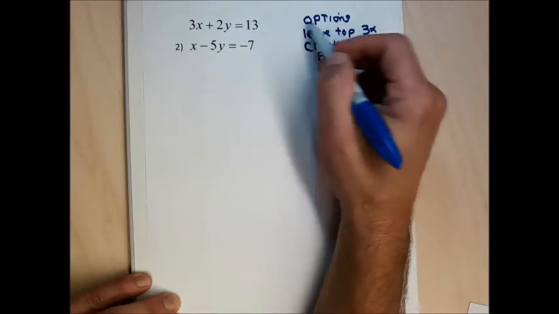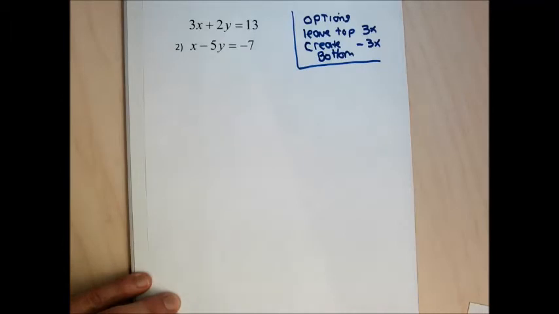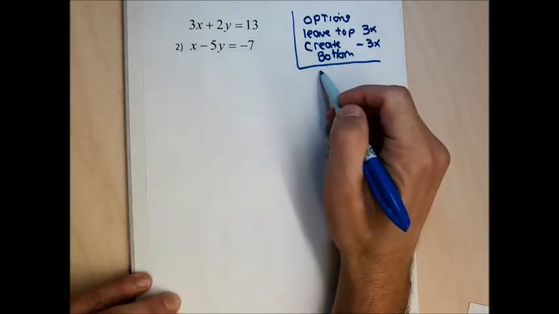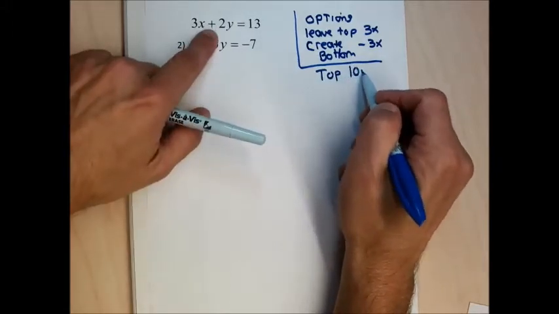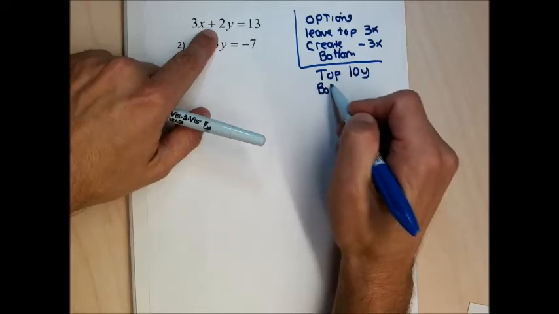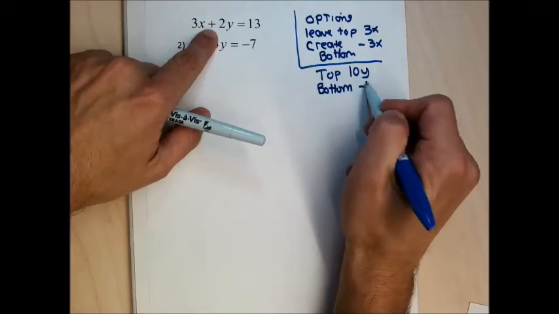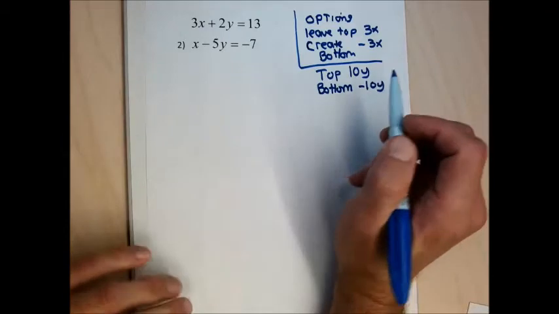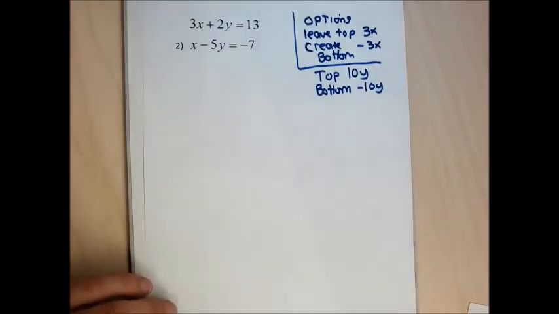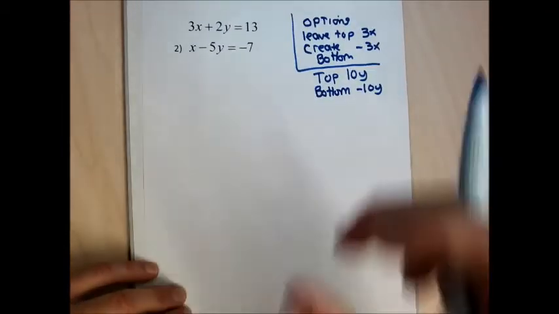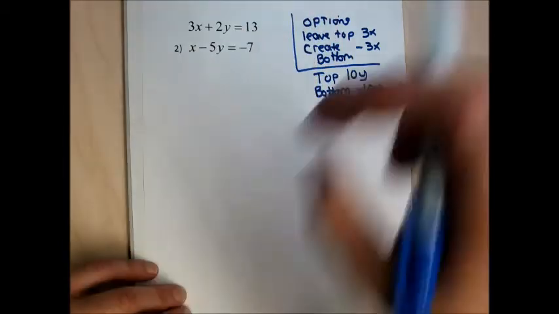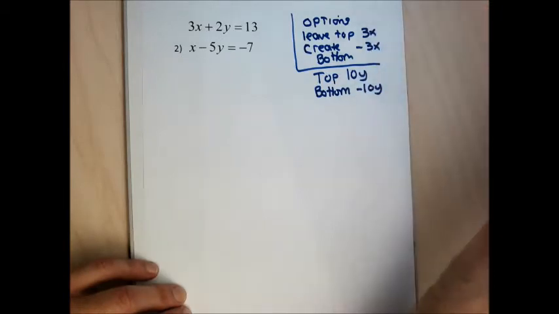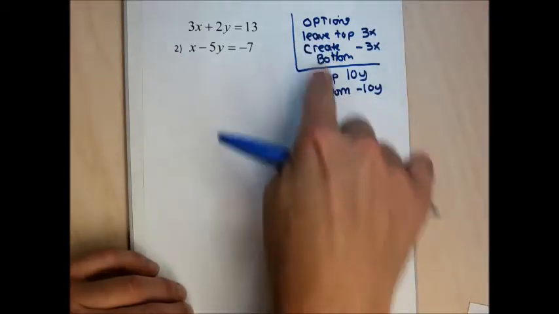That's probably the easier option because only one of the equations needs to be changed. The other option would make the top have a 10y and the bottom have a negative 10y. That would be equally good for the elimination method, because to do the elimination method you have to have the equations sitting on top of each other, and you have to have one of the letters with the same number with opposite signs, and both of these strategies will work.